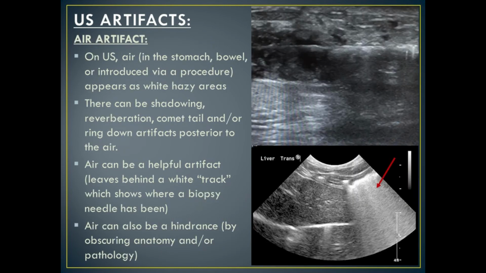Our next type of multiple echo artifact on ultrasound is known as air artifact. On ultrasound, air, such as found in the stomach, bowel, or introduced via an ultrasound-guided procedure, appears as white hazy areas on the ultrasound image. There can be shadowing, reverberation, comet tail, and/or ring down artifacts posterior to the air. Air can be a helpful artifact. It leaves behind a white track, which shows where a biopsy needle has been in the tissue. Air can also be a hindrance by obscuring anatomy and/or pathology.